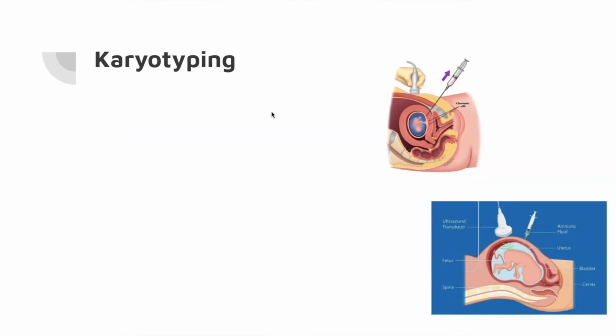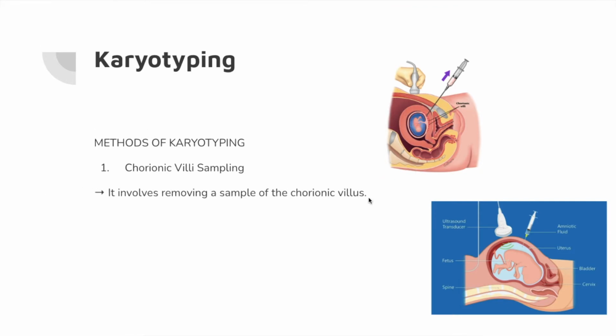Next, we will be looking into the methods of karyotyping, basically how it's done. There are two main methods, and the first one is chorionic villi sampling. As mentioned in the name, it involves removing a sample of the chorionic villus, which is basically placental tissue, and it is done by inserting a tube via your cervix, as seen in the first picture above. It can be done at around 11 weeks of pregnancy, but there is a slight risk of miscarriage, approximately 1%, which is considered the only drawback of this method.